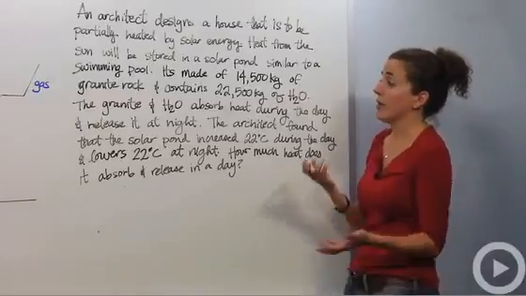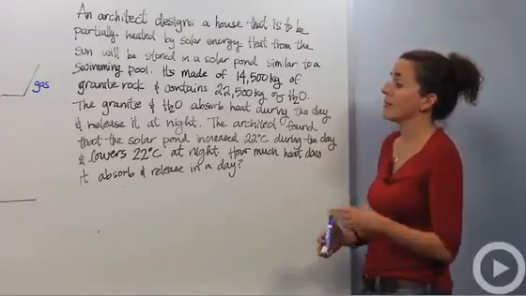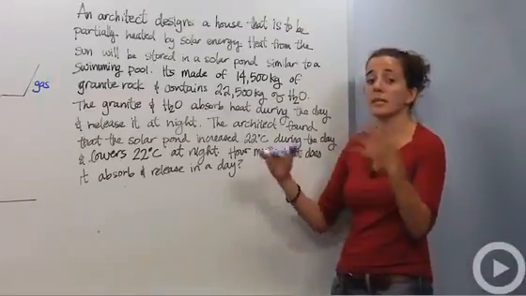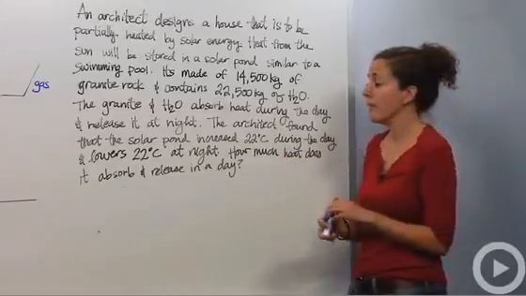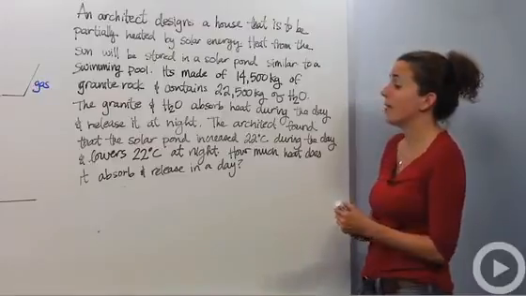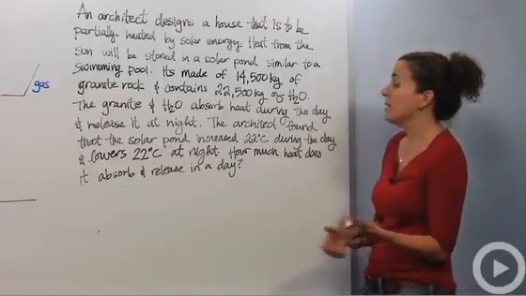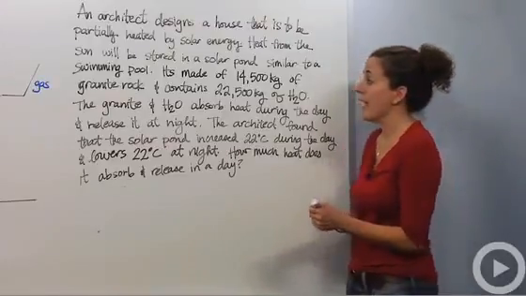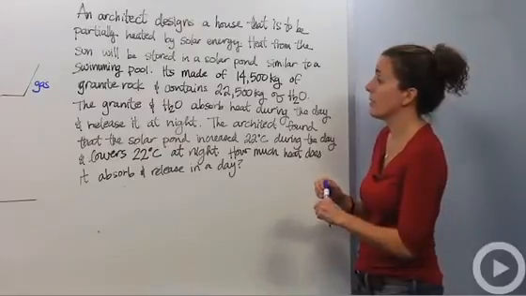All right, together the granite and the water absorb heat during the day and release it at night into the house, heating the house at night. The architect found that the solar pond increases 22 degrees Celsius during the day and lowers 22 degrees Celsius at night. So how much energy does it release and absorb during the day? Let's underline the information that we have.